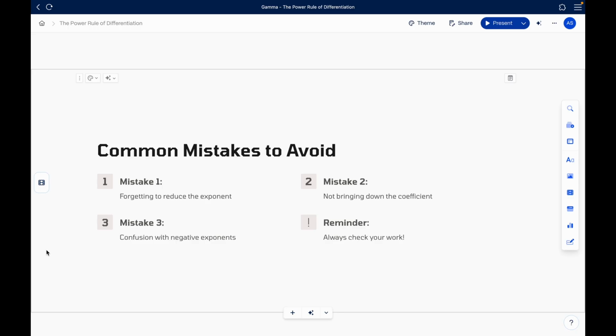There is pretty much no worse feeling. Well, there are a few, but it's a really bad feeling, and also it's kind of a waste of any effort you put into the problem, if you didn't check your work and you end up getting something wrong because of it. Now, the 3 main common mistakes are: number 1, forgetting to reduce the exponent; number 2, not bringing down the coefficient; and number 3, a small confusion with negative exponents.